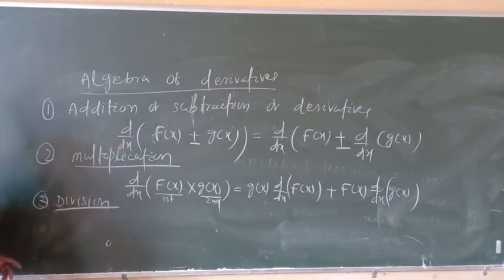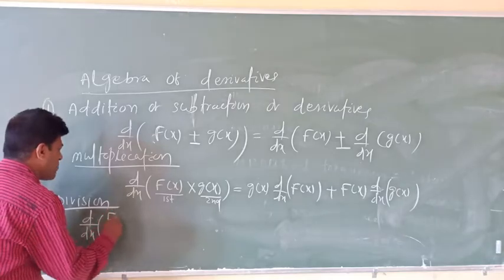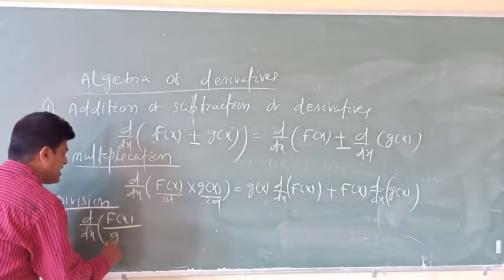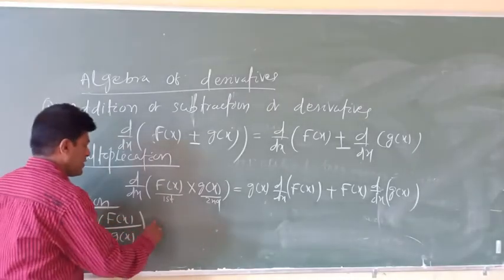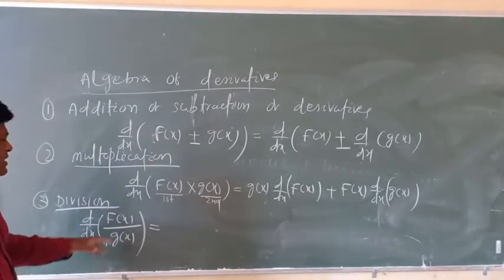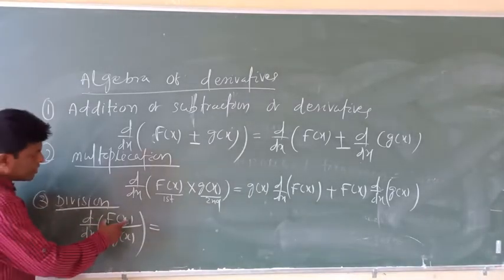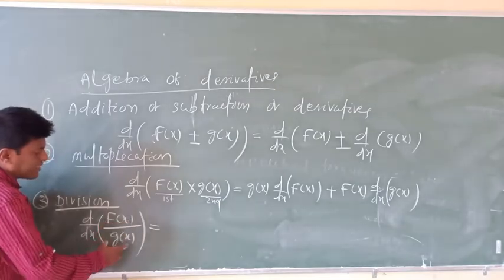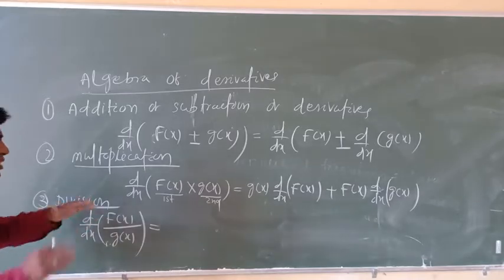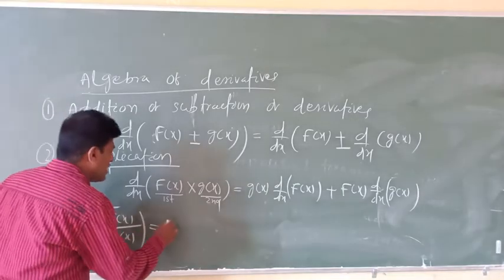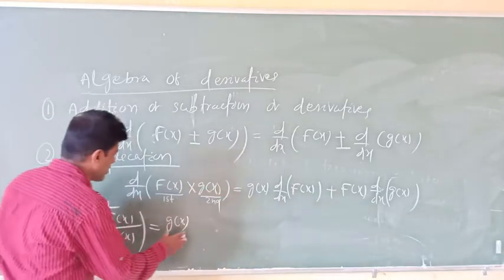So division of derivative, what will it be? d by dx of fx divided by gx. Simple. Here the numerator function is fx and the denominator function is gx. Similarly as in multiplication, you will also do in the division case. The denominator function is constant, similarly gx is constant.